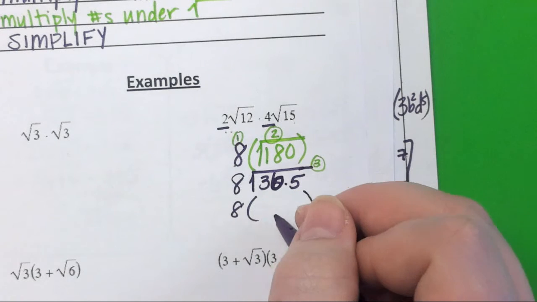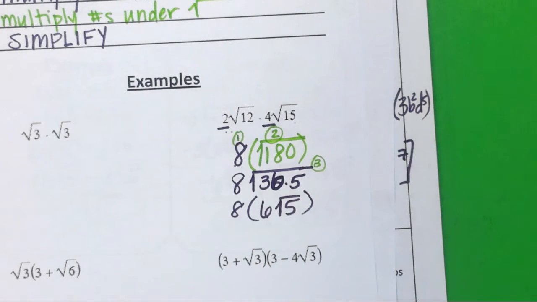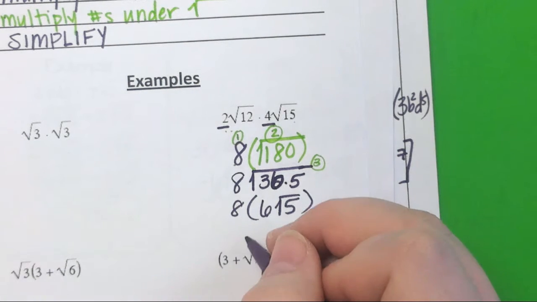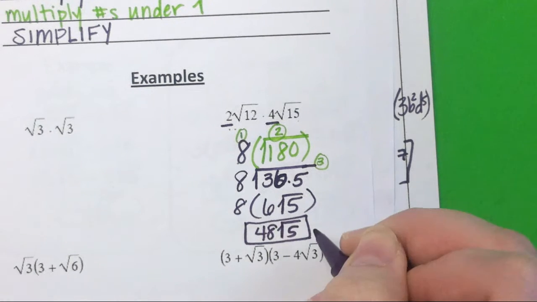6. Yes, ma'am. Thank you. 6 square root of 5 is correct. And then what is my final answer going to be? Yes. 48 square root of 5, because 6 times 8 is 48.